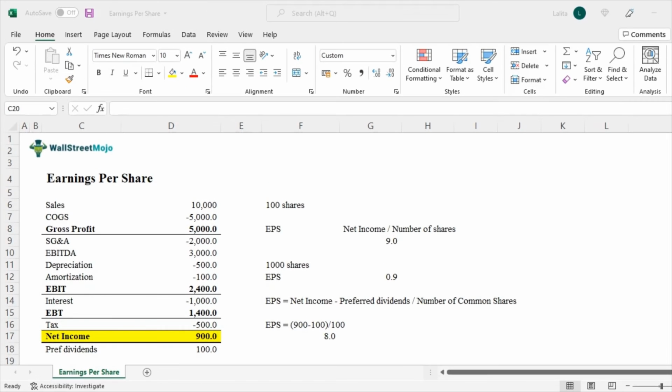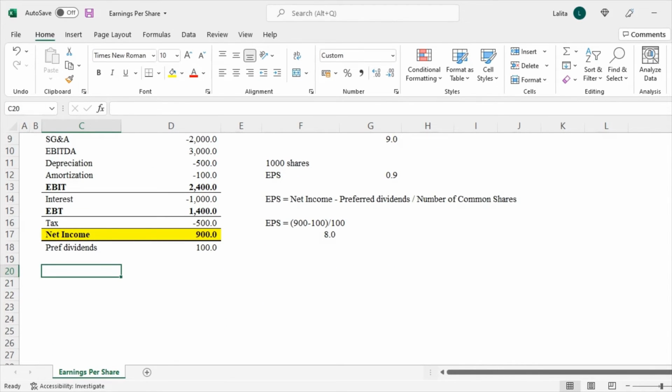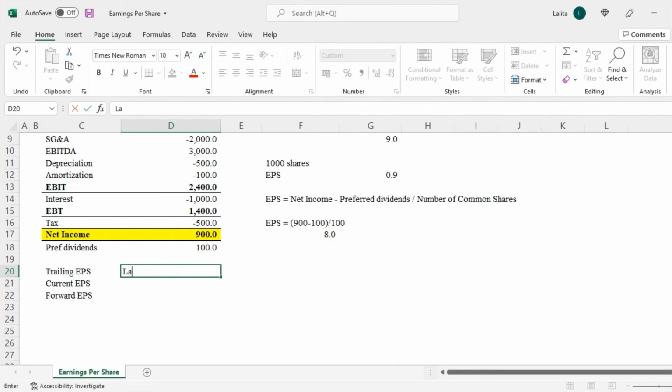Okay. Another important thing about EPS that you must note is that there are three different variations. The first one is the trailing EPS. We also have the current EPS, and then there is the last one, which is the forward EPS. Trailing EPS is nothing but the last year's EPS. So whatever was the last year's EPS, trailing EPS. Current year's EPS is called the current EPS.